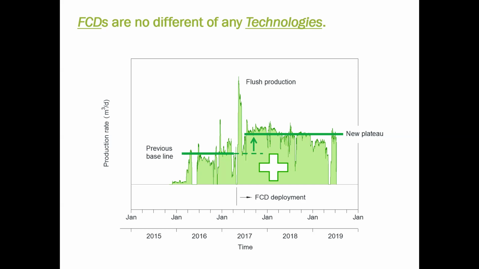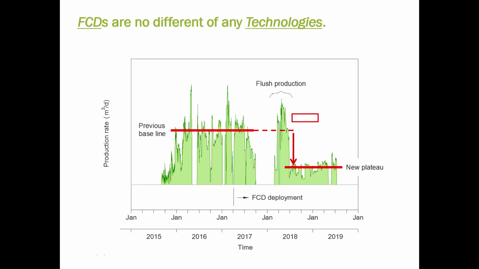And this is a really good example of putting flow control devices, but not always do we see the positive effect. This is a problem with every new technology because there are a lot of unknowns there. So in this case, after putting flow control devices, we see it's declining, and this jump here is just a flush production because of the shutting here, so we can't consider this. And this is the baseline after, which is dropping massively.